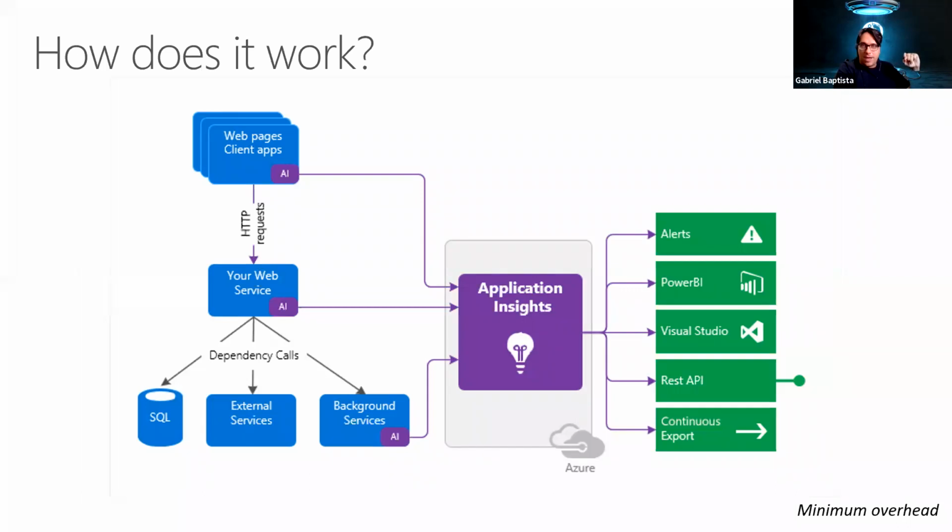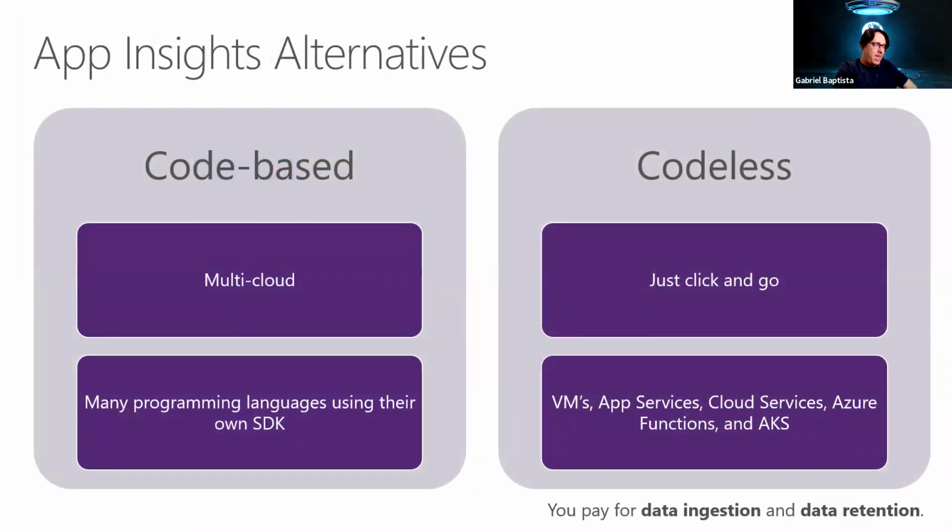And when you go to App Insights, we have two alternatives. We have an alternative called code-based, where you need to input some code in your web app, in your function, your Java solution, it doesn't matter, right? You have an SDK that can work in many different programming languages, and it's multi-cloud. And we have the codeless solution, where basically you just click and go. You start monitoring VMs, app services, cloud services, Azure Functions, and even Azure Kubernetes Services, right?